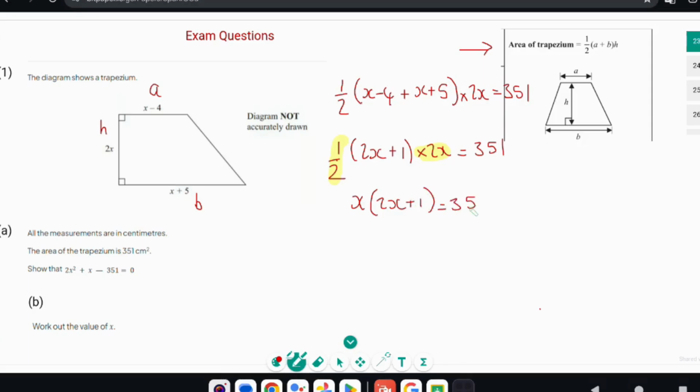And then I'm going to multiply out the brackets. X times 2x is 2x squared, plus x equals 351, and then I'm going to subtract 351 from both sides. Great. We know that's right because we have shown that 2x squared plus x minus 351 equals 0. Part B, we want to work out the value of x. Doesn't ask us to do it to a certain amount of decimal places.